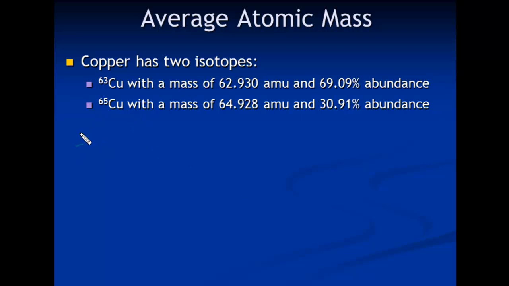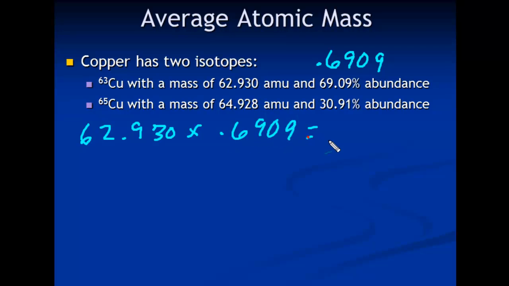So let's do the copper 63 first. We've got the mass, 62.930, and I want to multiply it by this percentage abundance turned into a decimal. So you take the 69.09, divide it by 100, and that's what you get, 0.6909. And I use my calculator and multiply those two numbers.